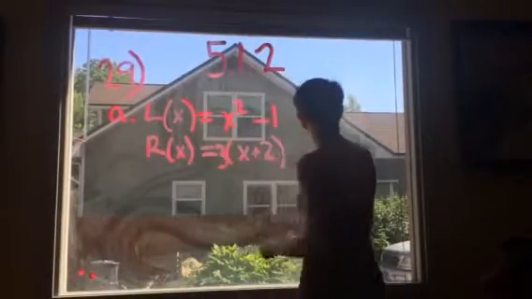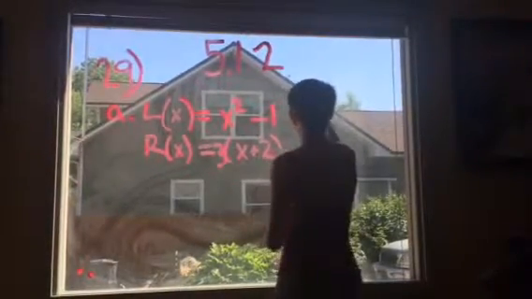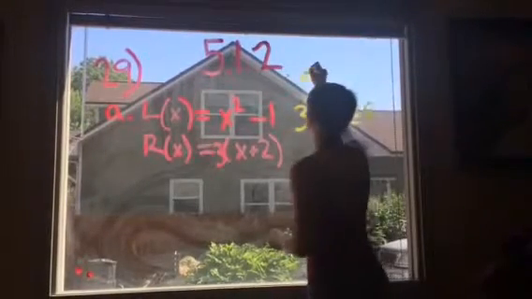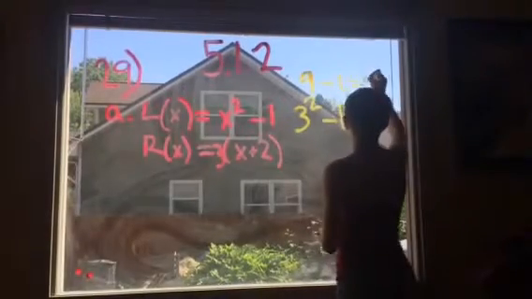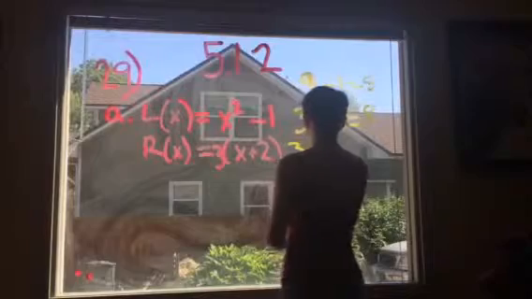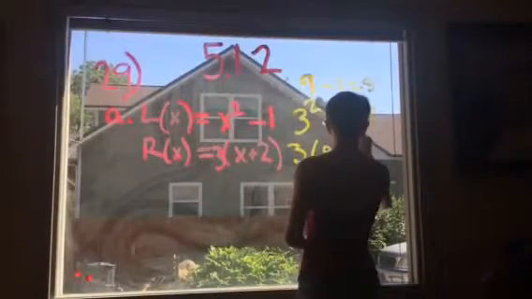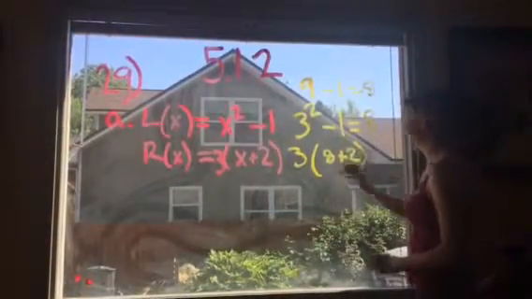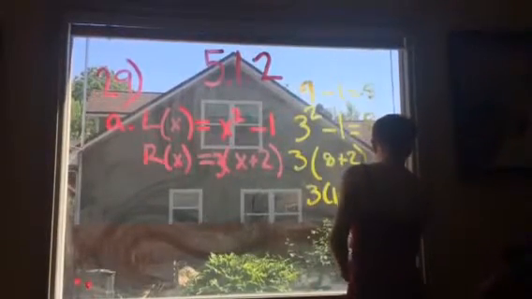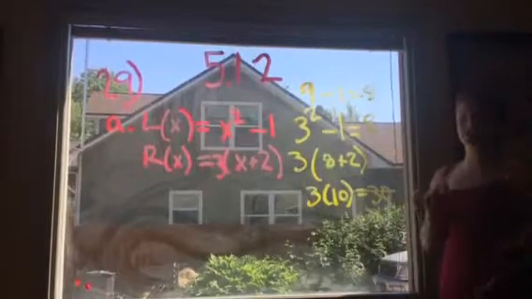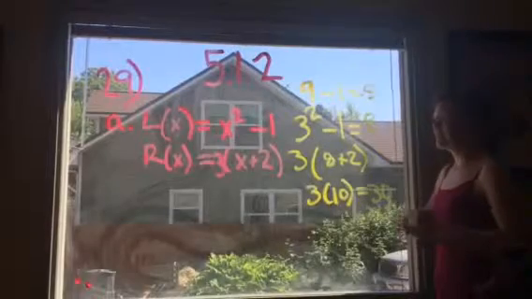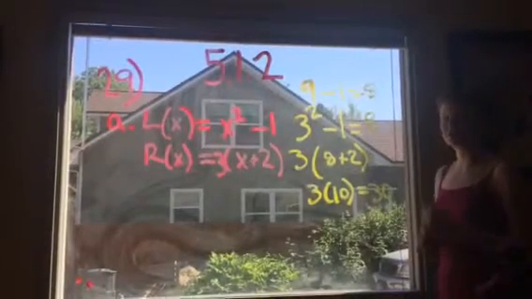So if your input is 3, 3 squared minus 1 equals 8, because 3 squared is 9, so 9 minus 1 equals 8. And then you plug 8 into Richens' function. So 3 times 8 plus 2. 8 plus 2 is 10, and 3 times 10 equals 30. So 30 is the final output that we get when we stack Lacey's and Richens' function machines and use 3 as the initial input.